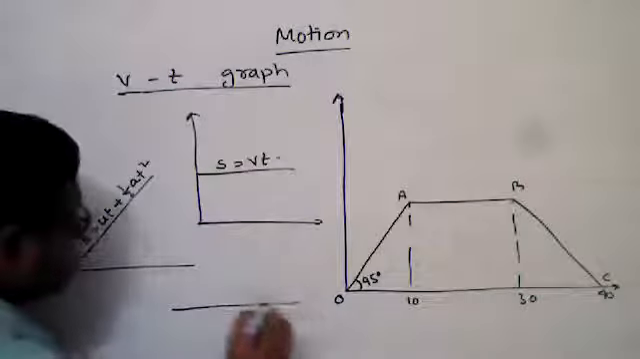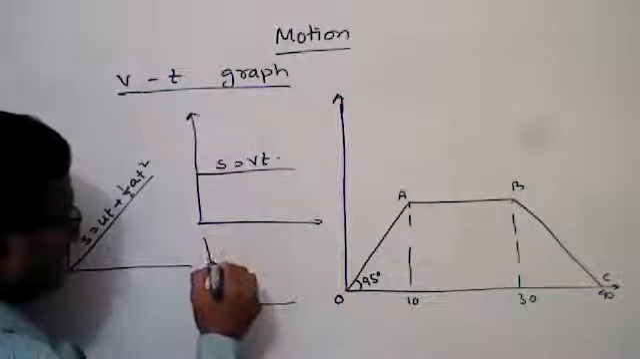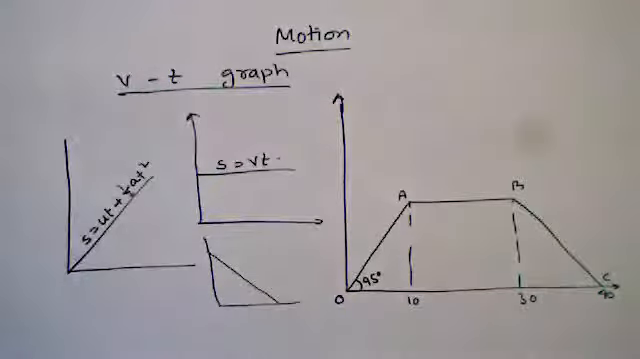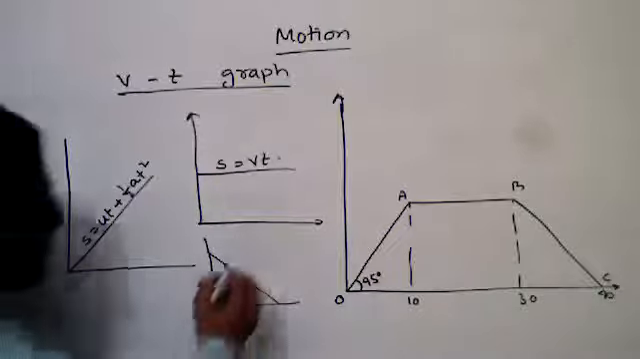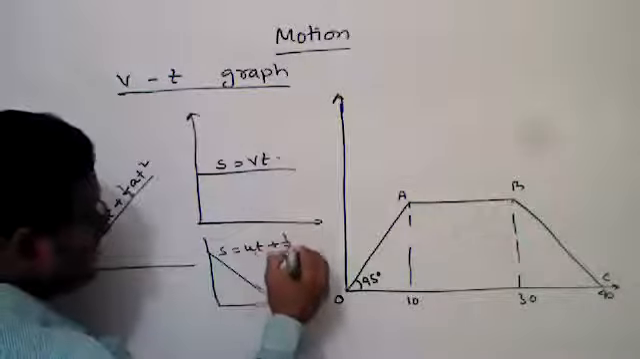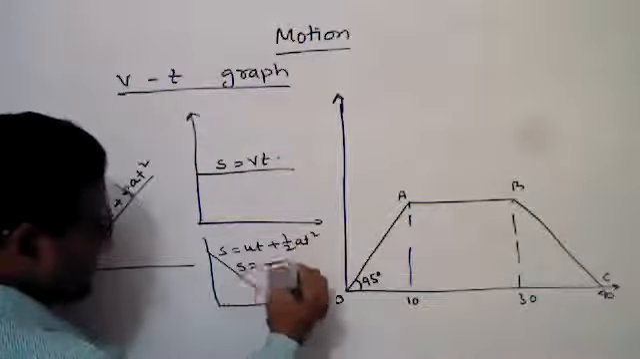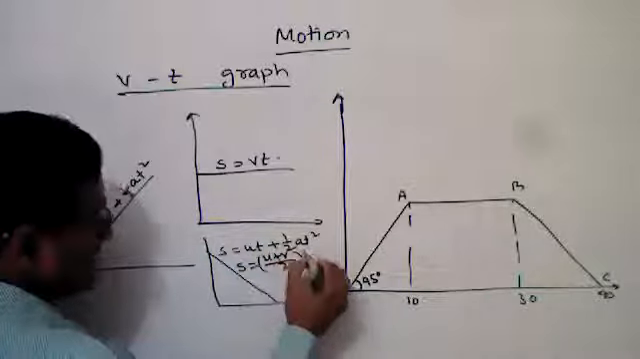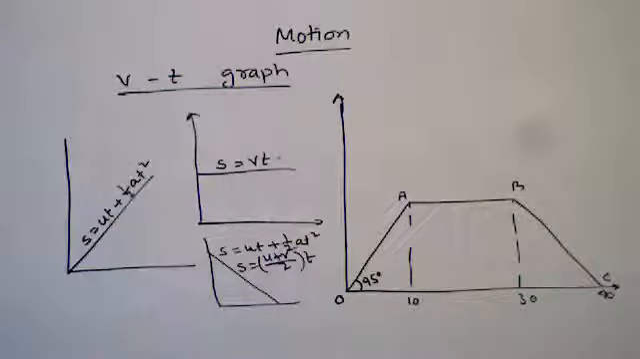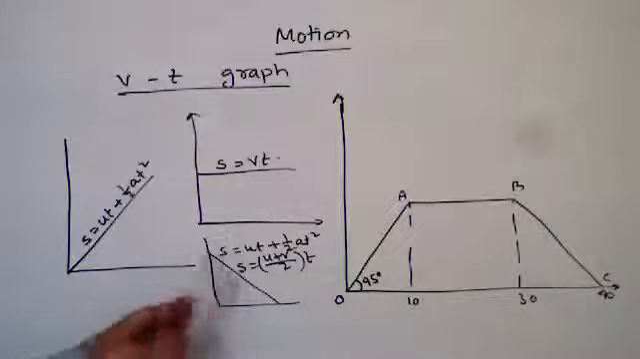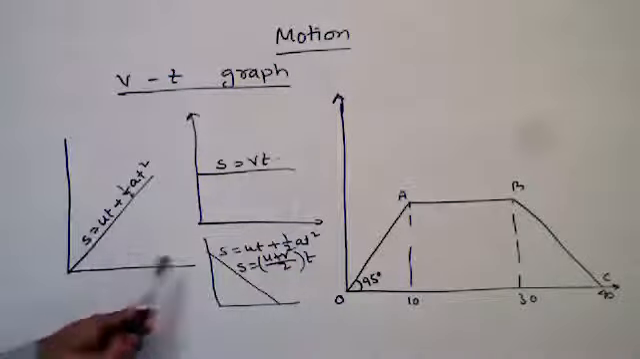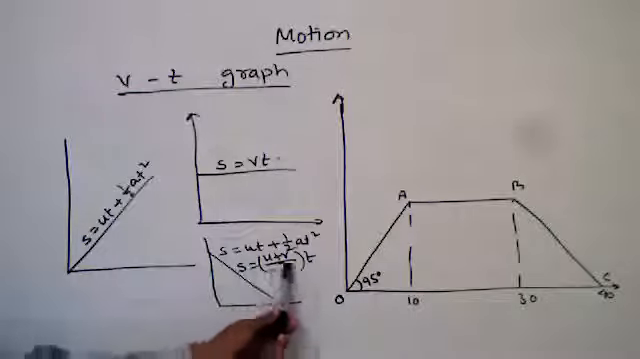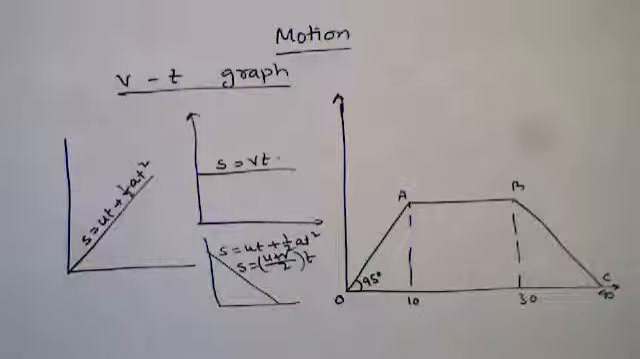The other graph is like this type of graph. This is the retardation. You can determine displacement in two ways. At first you determine the acceleration, then you can determine the displacement by using this equation, or the other is S equals u plus v by 2 into t. It is easy to use. You can use this or this. In this case, you can use S equals u plus v by 2 into t if the final velocity is known to you.